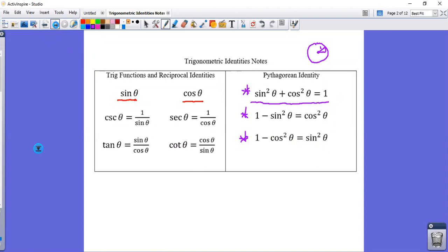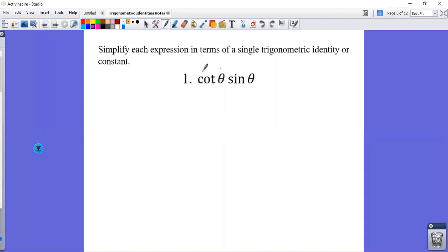So here's your first example. And all it is, like I said, it's going to be a trig expression that you're just changing to try to simplify it. And the first thing I always do is change them to fractions and change them to sine and cosine. So if you look back at that first page, cotangent is cosine over sine. And then sine, if it's just sine, just do it as sine over 1.